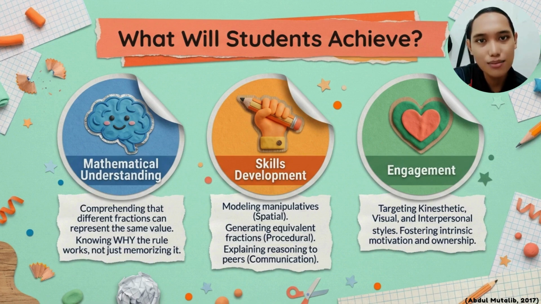Third is engagement in learning. This activity is intentionally designed to move away from passive worksheet-based learning. By using rotation stations and incorporating physical movement, we engage kinesthetic learners. Visual tools support visual learners, while group discussion supports interpersonal learners.